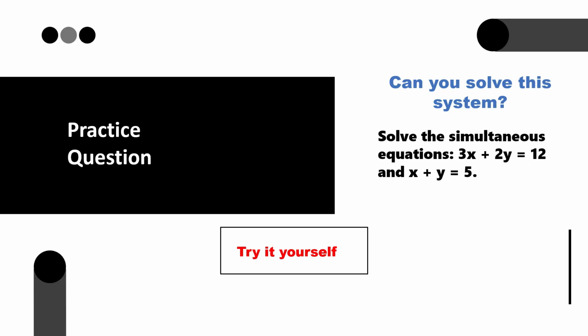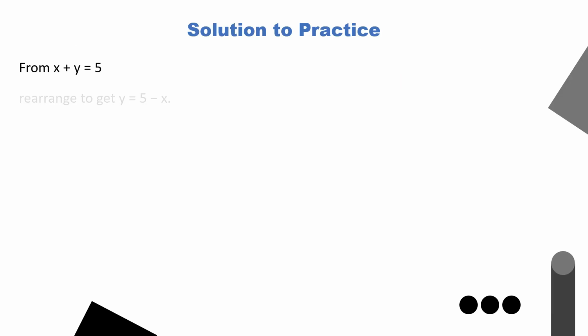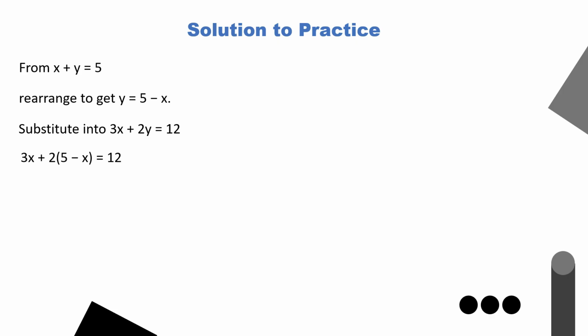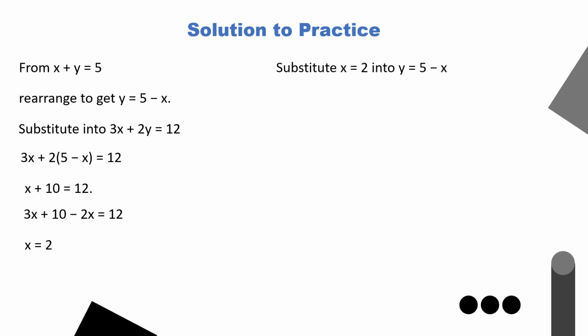Now let us go through the solution. From x plus y equals 5, we can rearrange to get y equals 5 minus x. Substitute this into the first equation to get 3x plus 2 times 5 minus x equals 12. This simplifies to 3x plus 10 minus 2x equals 12, which gives x plus 10 equals 12. Subtracting 10 from both sides, we get x equals 2. Now substitute x equals 2 into y equals 5 minus x, giving y equals 3. Therefore, the solution is x equals 2 and y equals 3.